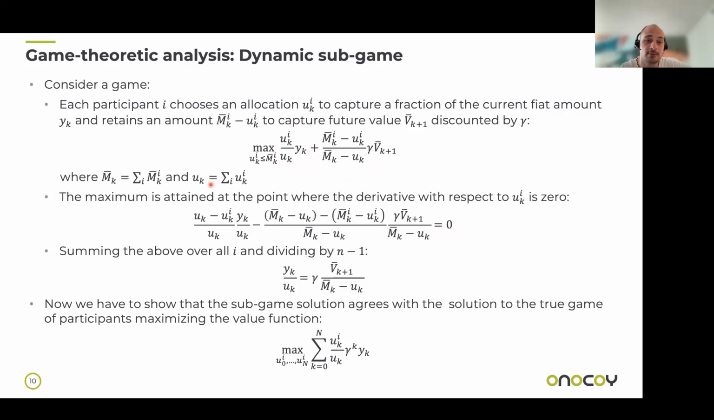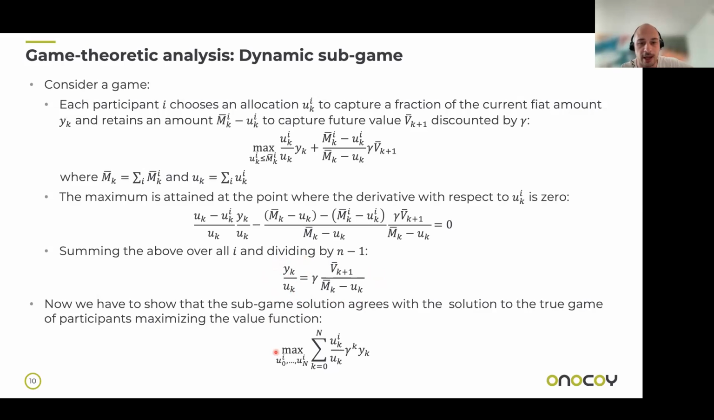So if you do that, you get this nice equation for each participant i, and then you can sum it over all the participants and divide by n-1. That's all you need to do, and you get this expression here, which has no term that's based on any one participant. It's a macroeconomic equation. So this is true now, and we know that, but that was just a subgame. It was just a weird game.